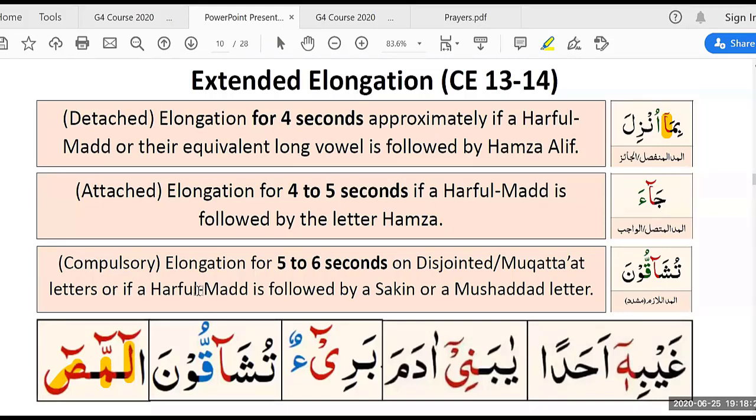And secondly, if a harful mad is followed by a sakin or a mushaddad letter. In this example, we can see that Alif, which is harful mad in this case, is followed by Qaf, which is mushaddad. So we are also going to prolong this for 5 to 6 seconds.